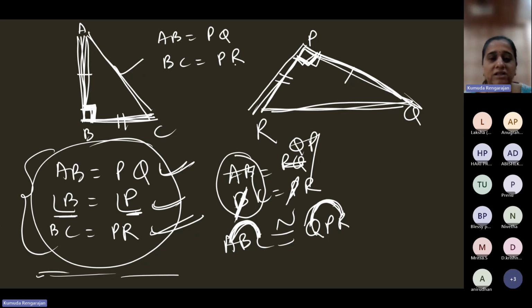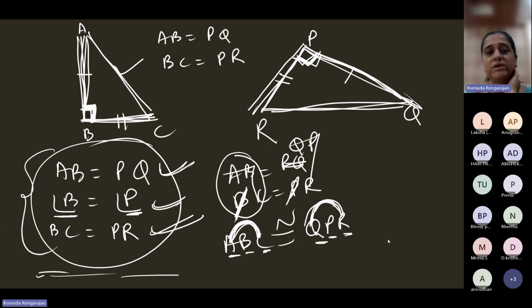So these two triangles will coincide only when vertex A coincides with vertex Q, B coincides with P, and C coincides with R. So this was all about the congruence rules.